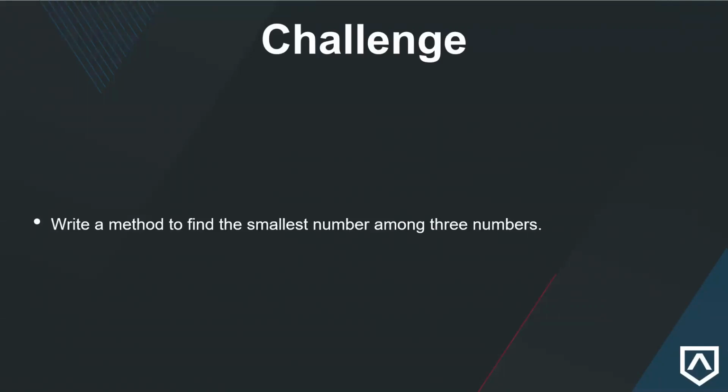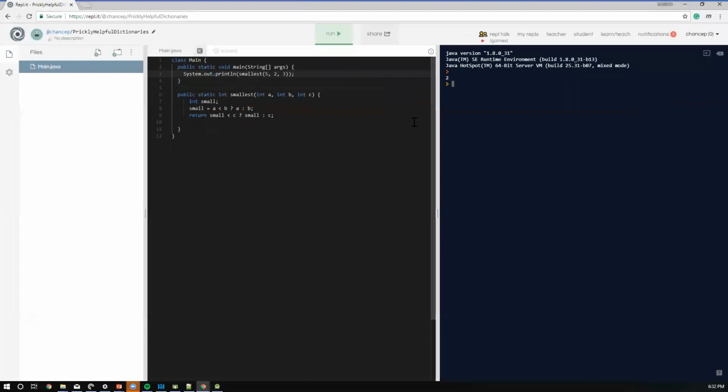So this is what I put together. It might look a little bit different. I used a couple of ternary operators to do that. Since we have 3 values, we have to do 2 comparisons. Generally with comparisons, especially if you have multiple, you'll need to create a value to store your smallest. Is A less than B? If so, store A. If not, store B. If small is less than C, then return small, otherwise return C.